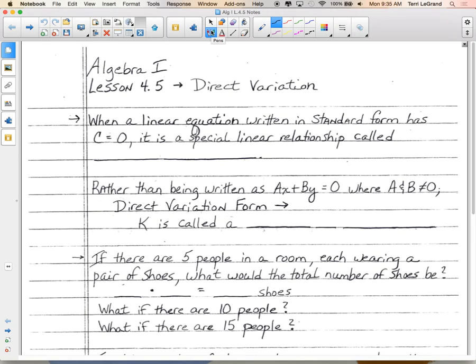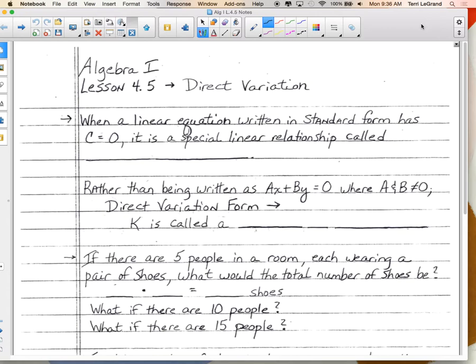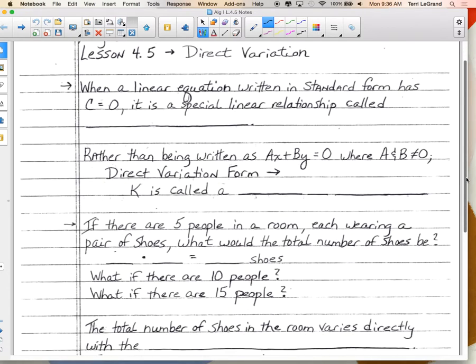Okay, so we're moving into direct variation today, which is a special type of linear function. Some linear functions qualify as direct variation. So how do we know when a linear relationship, a linear function, is a direct variation?